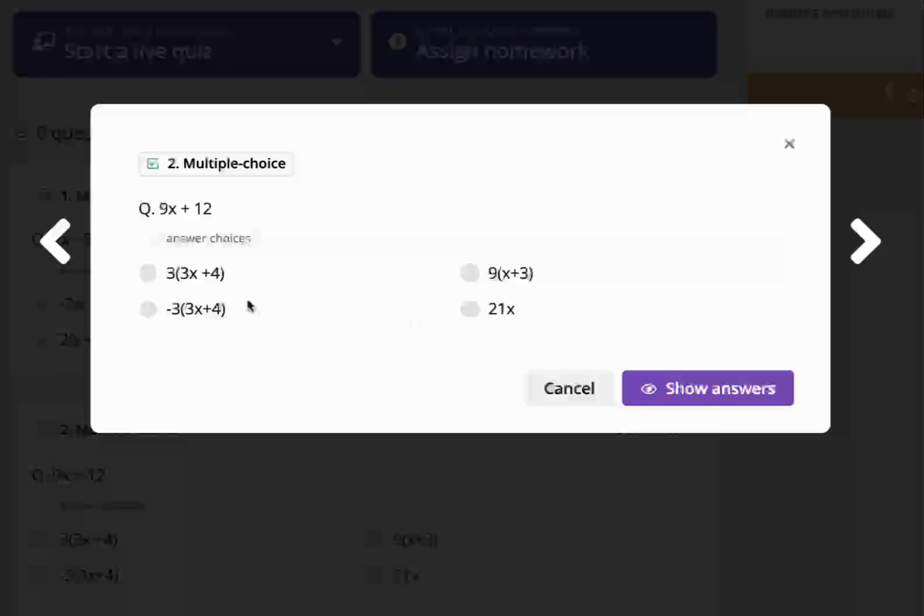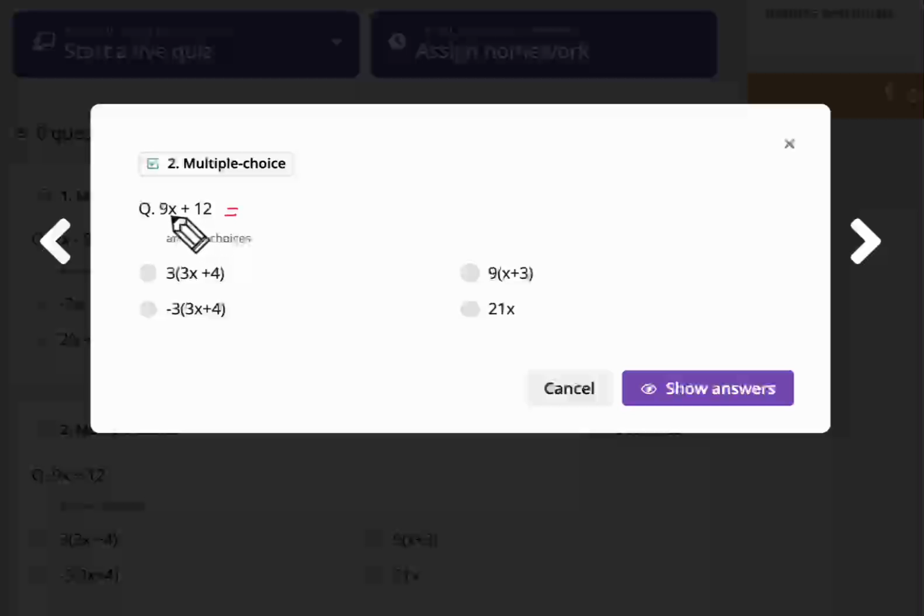Fahad? Yes, teacher. Go ahead, Fahad. 9x plus 12. Wait, just a second, Fahad. This is x, not multiply. Okay, 9x plus 12. Okay, what is the GCF? The GCF, I think 12. What is the common factor? What are the factors of 9x and what are the factors of 12?